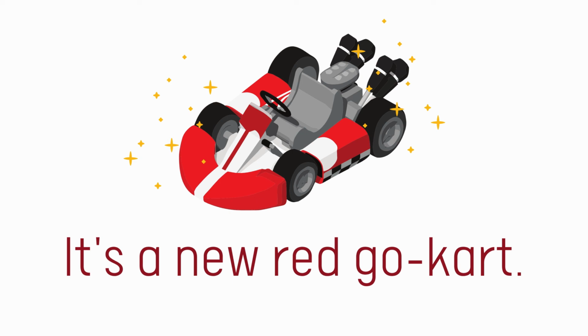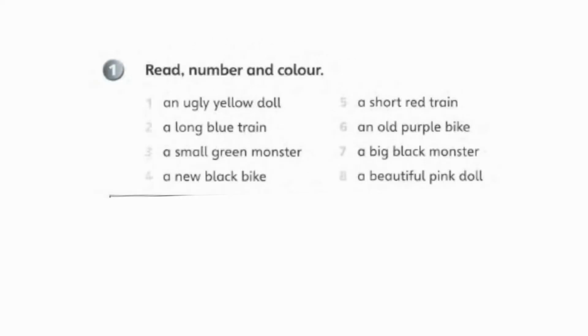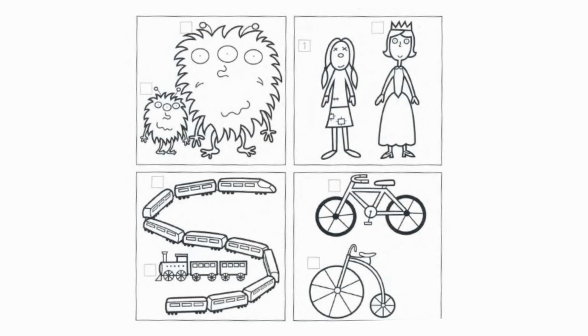Remember, if you find the lesson difficult, you can repeat the video as much as you want, okay? Now, we are going to do the exercise in your workbook. Turn to page 29 in your workbook. Can you see this page? Okay, let's read the instruction first. 1. Read, number, and color. Okay, so first of all, you need to read the phrases below. Then, look at the pictures. Find the picture that fits the description in the phrase.